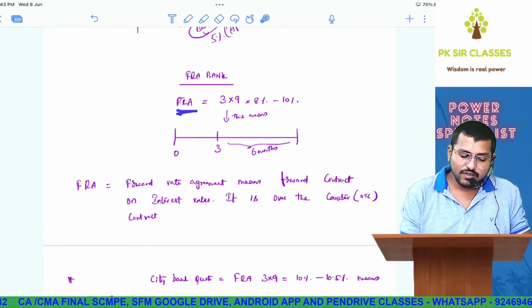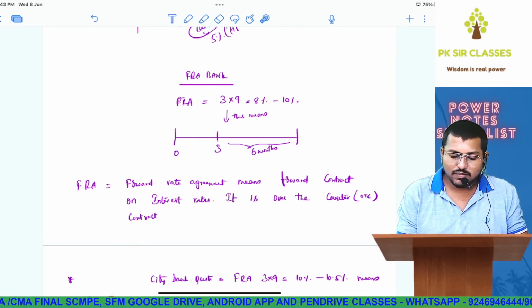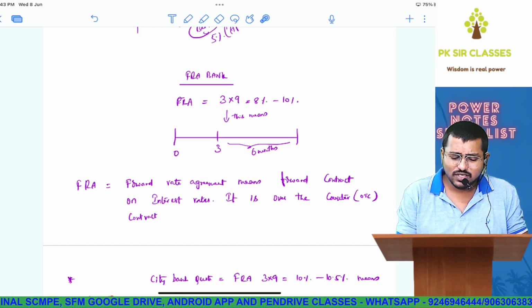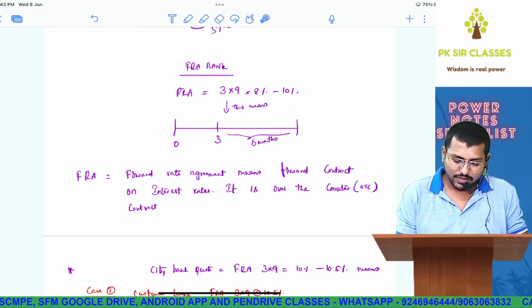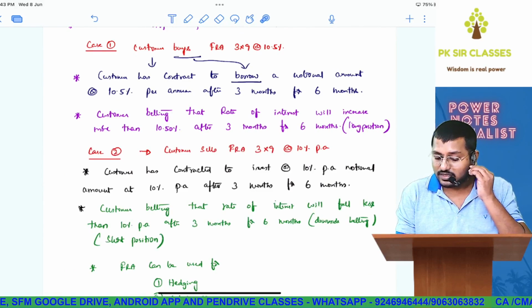So if FRA is equal to 3 into 9 is equal to 8% to 10%, what does it mean? After 3 months, you're gonna need loan for 6 months, or you're gonna deposit for 6 months, whatever it is. If you deposit, you're gonna get 8%. If you get a loan, you're gonna get 10%. Okay. After that, we have seen some examples.